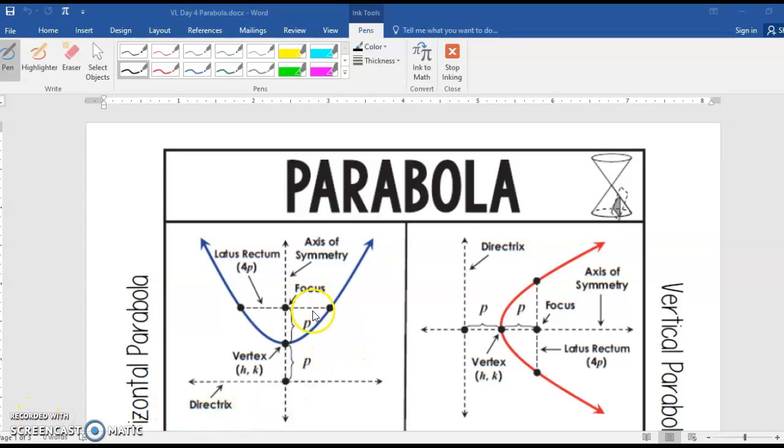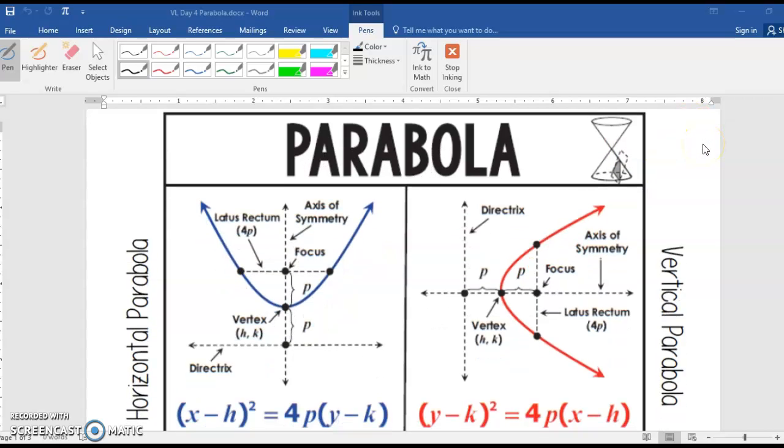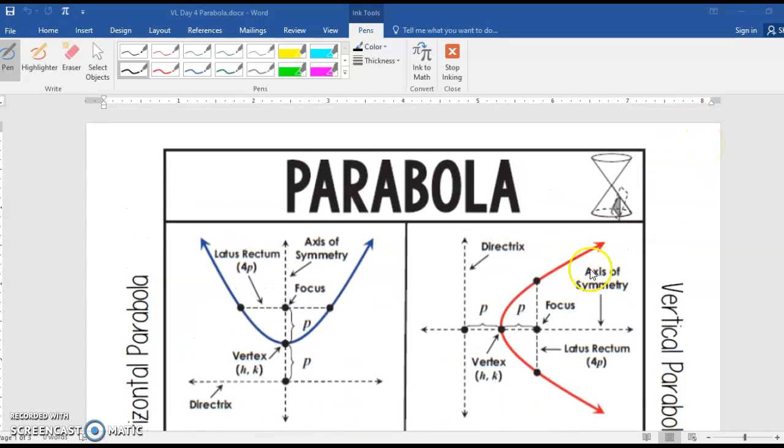Hello students, now let's look at parabola, which is the last conic for this unit. We have two kinds of parabolas which are either opening upward or downward as you see here, or they're opening sideways either to the right or the left. So if we'll just consider this for now.